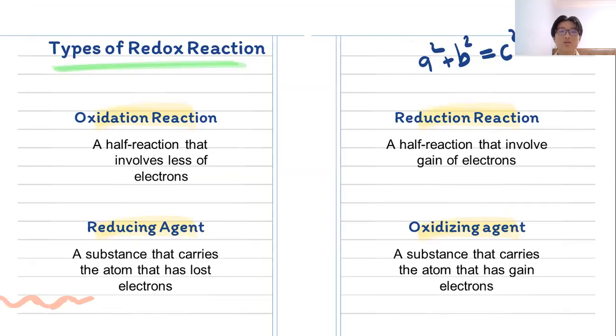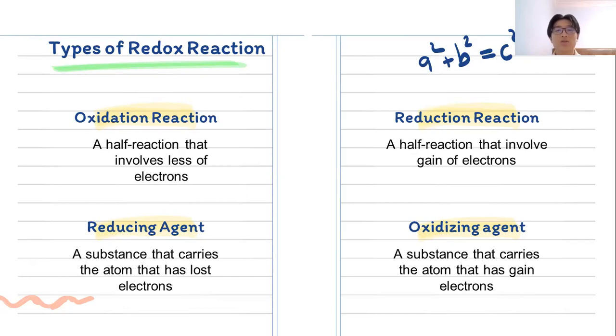And we have two types of redox reaction: the oxidation reaction and the reduction reaction. So the oxidation reaction, right? An oxidation reaction is a half reaction that involves loss of electrons. Usually the oxidation reaction correlates with the reducing agent. So a reducing agent is a substance that carries the atom that has lost electrons. We are going to explain this more, and we are also going to learn some acronyms.